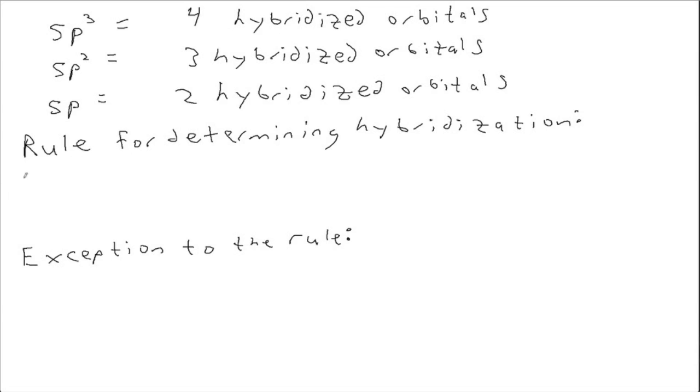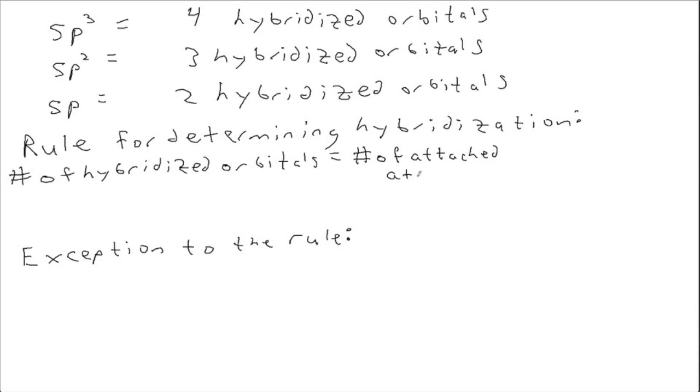So the rule here is that the number of hybridized orbitals equals the number of attached atoms plus the number of lone pairs. Tell me when you have that written down.